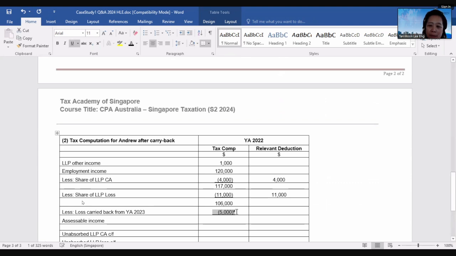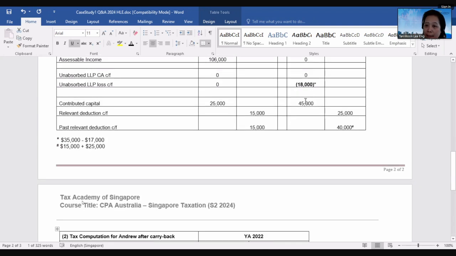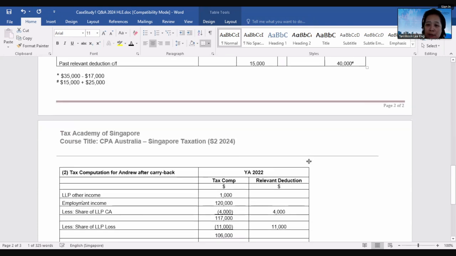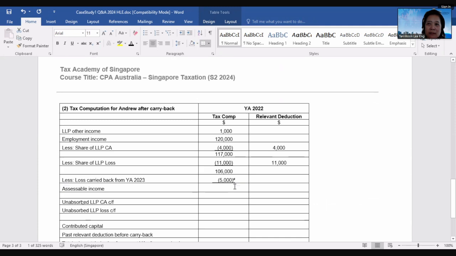So important, everybody knows why we give 5,000. It's because of this restriction. It's a rule that you need to understand. The rule states that you have to look at the current 45,000. What have you utilized before? 40,000, and it cannot be more than 45,000. So the max we can give is 5,000. Then the assessable income will be 106 minus 5,000. But this is as per normal.